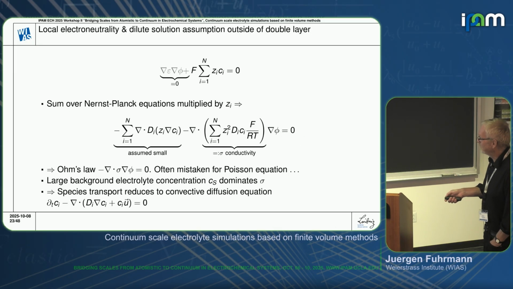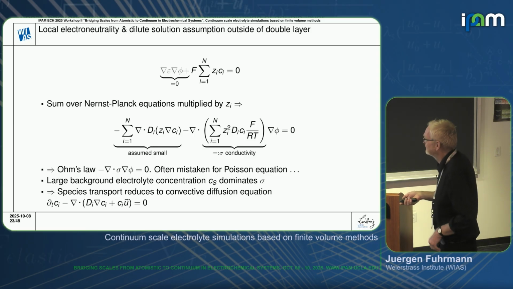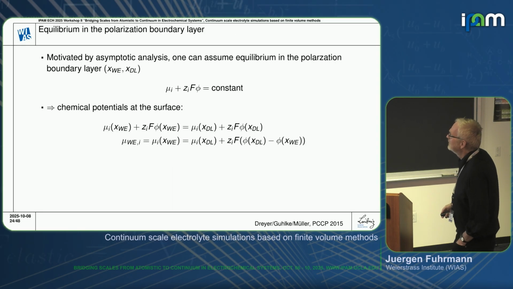And one important thing when we want to reduce this is the fact that the background electrolyte concentration is large enough so that this one dominates the conductivity. And if the conductivity is large enough, basically the electric field in this electroneutral domain is essentially zero and can also be ignored. Yeah? So that's what people are doing.